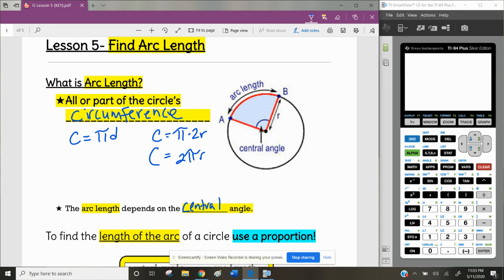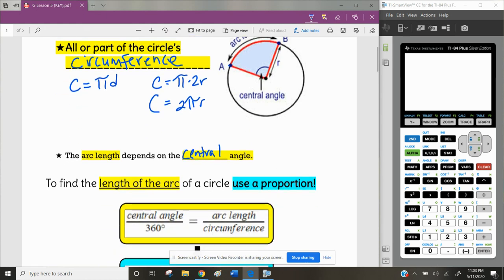So if we're talking about the whole circle, the central angle would be 360, so we would have a full circumference. But if the angle is not 360, if it's any degree measure less than that, then we would be finding part of the circle's circumference, a piece of that distance.